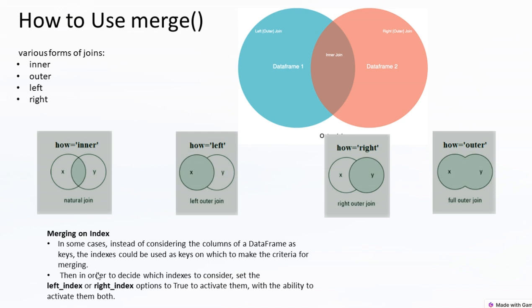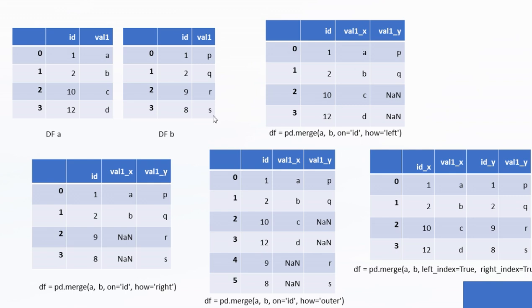If you want to do merging based on the index, you have to use two more options: left index and right index. You have to make them true. Okay, so let's see this example first. Suppose I have created a data frame A like this, and this is the data frame B. Data frame A has these columns and these indexes. The columns of data frame A are ID and val1. The indexes are 0, 1, 2, 3. Similarly, I have columns with similar names, ID and val1, in data frame B and a similar index.